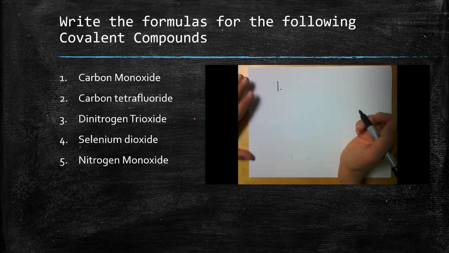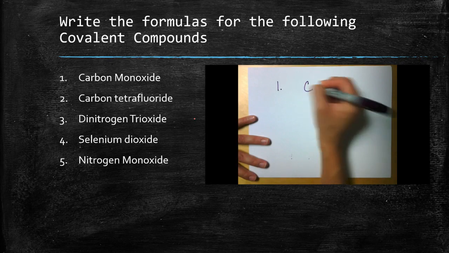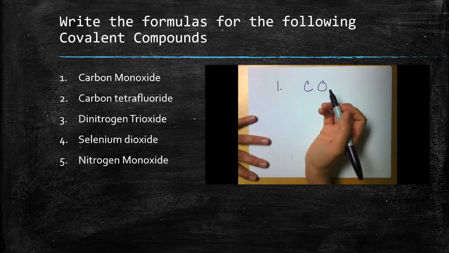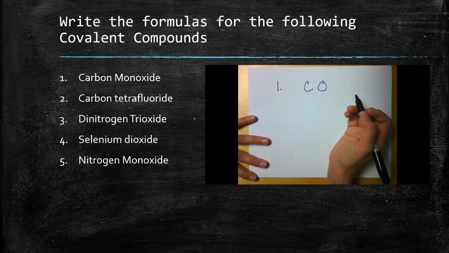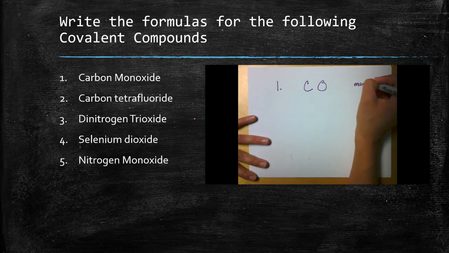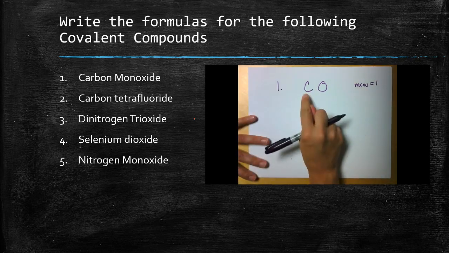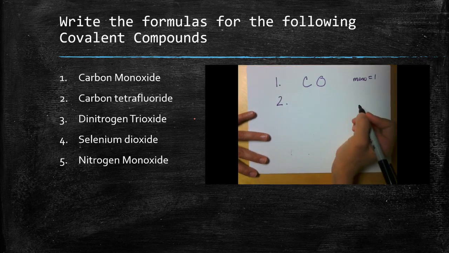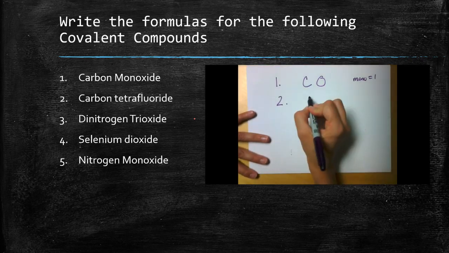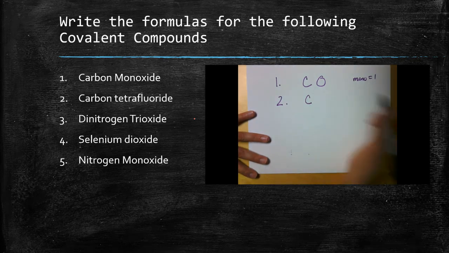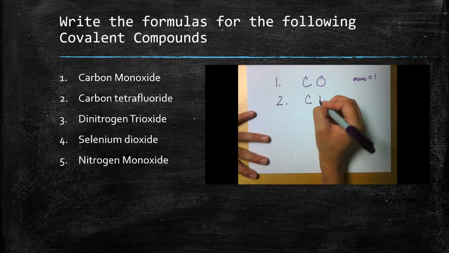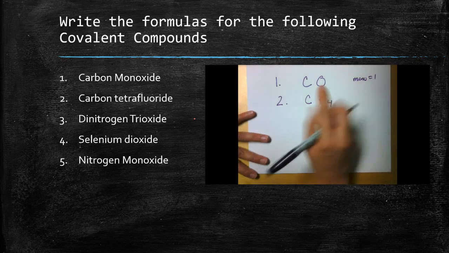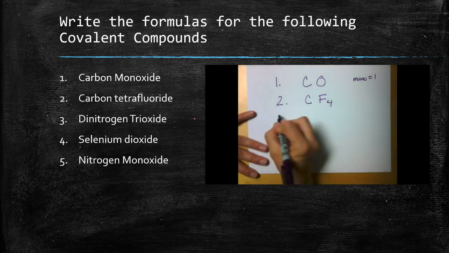Number 1 says carbon monoxide. Carbon is C, oxide is oxygen. There's nothing written in front of the carbon, so that means an imaginary 1. And mono also means 1. So mono equals 1, so we don't write anything. So the first one is CO, carbon monoxide. Number 2, carbon tetrafluoride. So we have a carbon. It doesn't have a mono. It's understood as 1. And then it says fluoride, which is F, or fluorine. Tetra means 4. So carbon tetrafluoride.